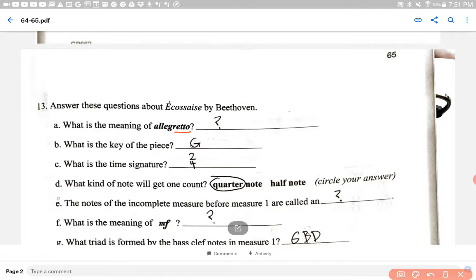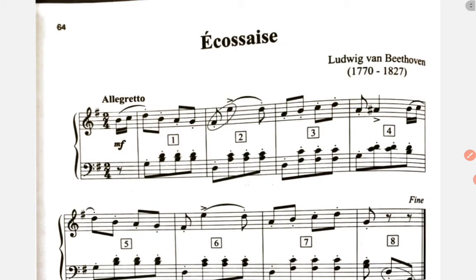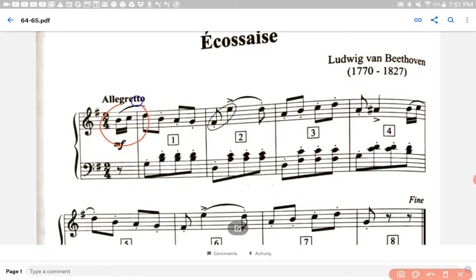The notes of the incomplete measure before measure 1 are called what? Keith Snell books are built so that you can always go back in the book, find a unit that answers this question, review it, and find the answer. So you don't have to struggle finding answers somewhere else. Keith Snell always provides you with an answer. Just go back in the book. So when you see the incomplete measure before measure 1, you go back and look at those notes right here.